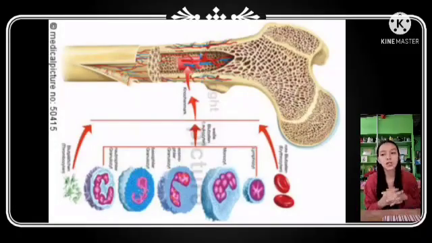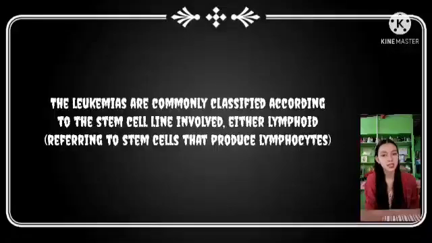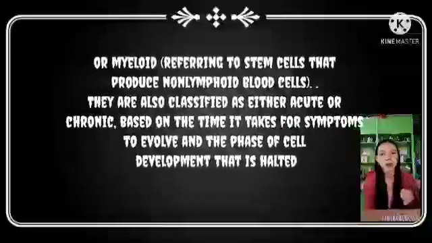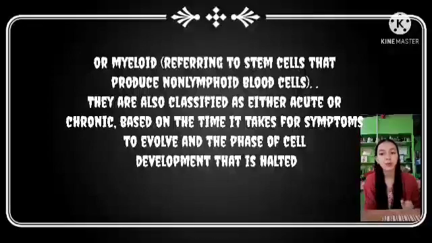sa bones. So ang leukemias are commonly classified by the stem cell lines involved, either lymphoid, referring to the stem cells that produce lymphocytes, or myeloid, referring to the stem cells that produce non-lymphoid blood cells. They are also classified as either acute or chronic based on the time it takes for symptoms to evolve and the phase of the cell development that is halted.